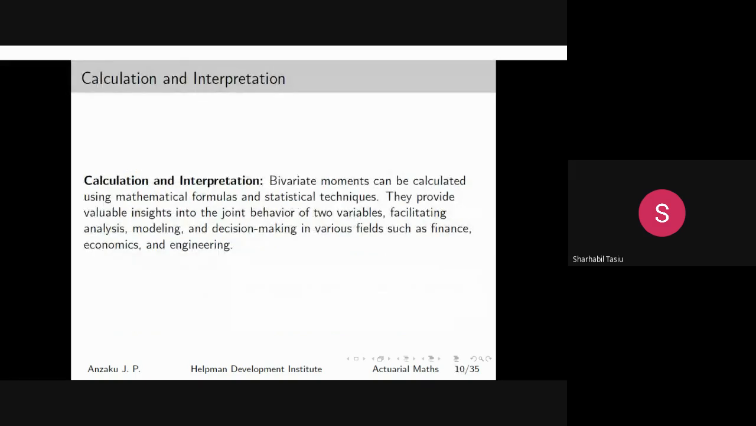Now, in calculating and interpreting bivariate moments, we use mathematical formulas and statistical techniques, and these provide valuable insights into the joint behavior of these two variables. And in turn, it facilitates our analysis, our modeling, our decision making in various fields, finance, economics, and engineering. We are actually looking at the actuarial aspect of it.